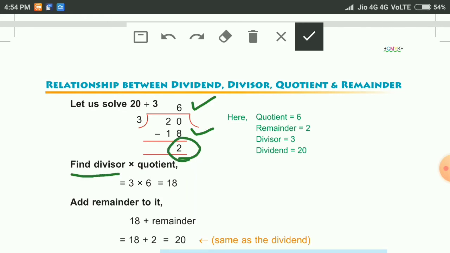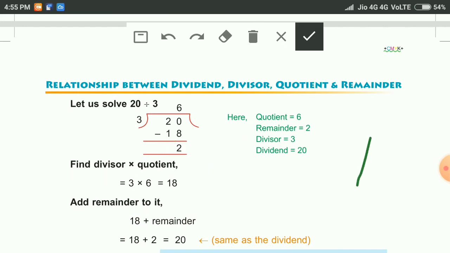Find divisor into quotient. Which is the divisor? This is the divisor, 3, and this is the quotient. We write here 3 6s, we get 18. And add the remainder to it. 18 plus remainder, that means the remainder is 2. 18 plus 2 is equal to 20, and 20 is the dividend.